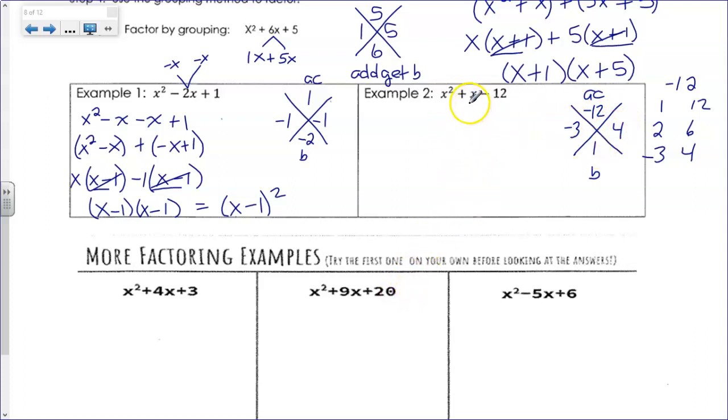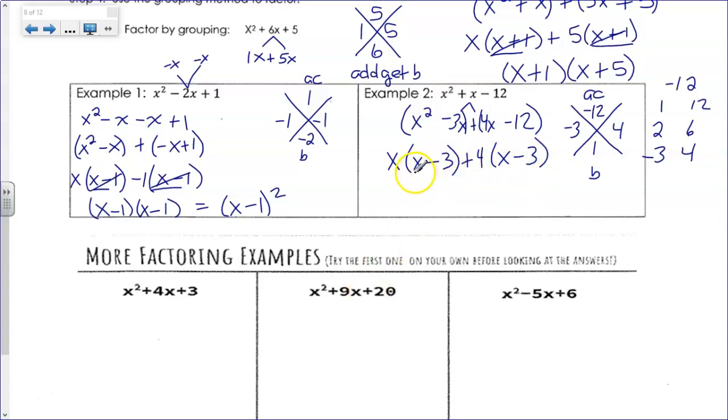Okay, again, we're going to split our b into negative 3x plus 4x. So our b splits, we bring down the first term, we bring down the last term. And we're going to group and group. So what will come out of this? X. And that leaves me x minus 3. Here is 4, and that leaves me x minus 3. These two should always be the same. If they're not, I did something wrong.